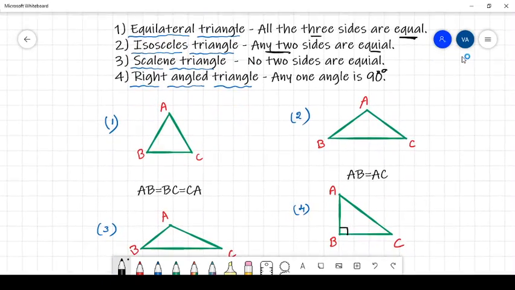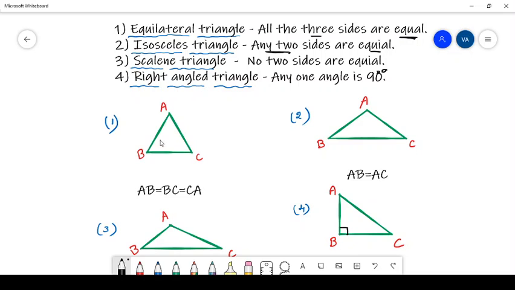Look at the first figure, triangle ABC. In ABC, AB is equal to BC, BC is equal to CA. That means this triangle is called an equilateral triangle. All the three sides are equal to each other.